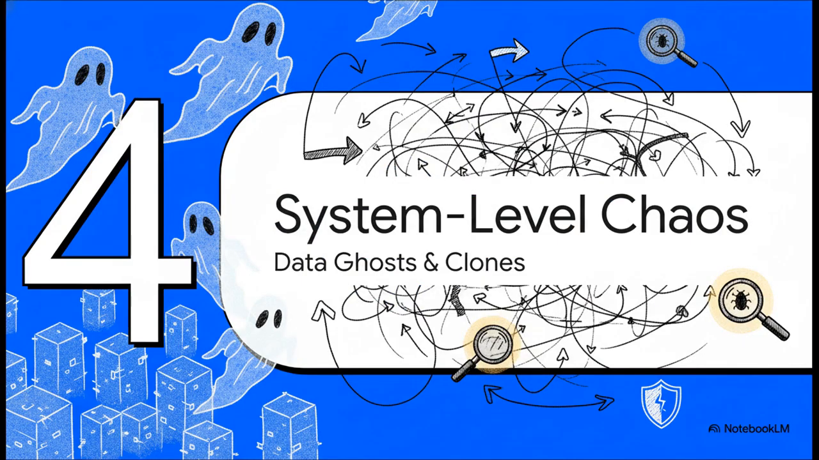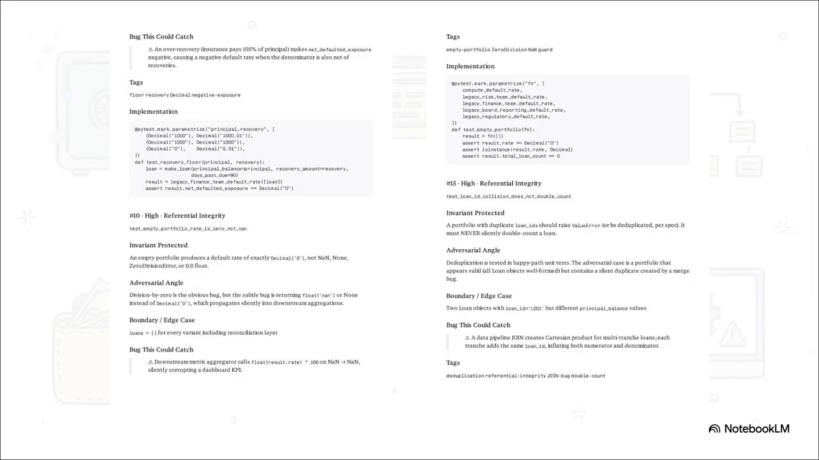Section 4, System-Level Chaos, Data Ghosts, and Clones. Now we're escalating from individual loan logic to system-wide referential integrity. This part perfectly illustrates the danger of nothing versus the danger of too much. Take the danger of nothing, for example. What happens if the system processes a completely empty portfolio? A naive system divides by 0 and crashes. Or worse, it returns a silent not a number, known as a NaN. That NaN can silently propagate like a virus through the entire system and wipe out your top-level dashboard KPIs. The adversarial test forces an exact 0 return instead.